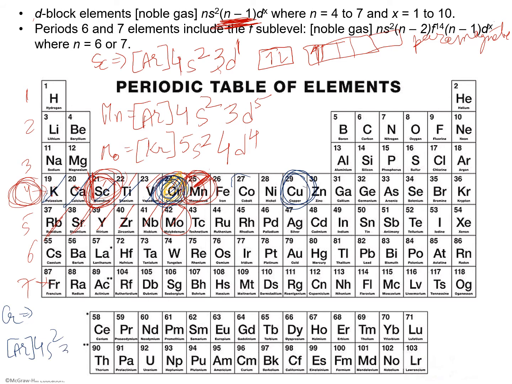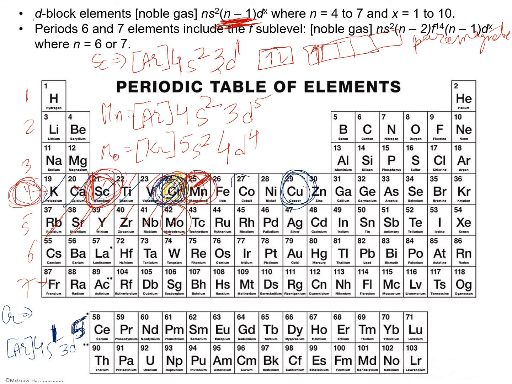So ideally you're going to write 3d4. That's correct. But as I said, this is an exception. So what happens here? You only put one electron in s, so it's going to be 4s1, and that one electron that was taken off from the s orbital will go to d. So instead of 3d4, it's going to become 3d5. So this is an exception.